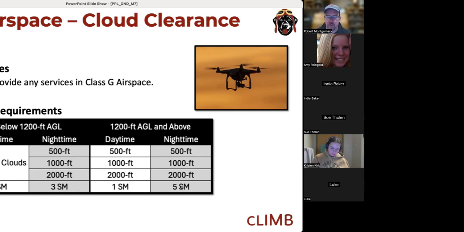I don't think that's quite right. I think that's supposed to be 3 statute miles too. Daytime, if you're 1,200 and above, they want a little bit more. But generally speaking, they give you these little outs about having 1 statute mile visibility and some very permissive cloud clearance requirements. Okay. You will need to know these for the test.